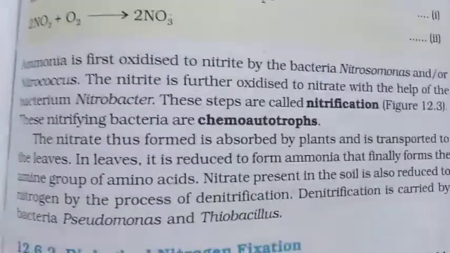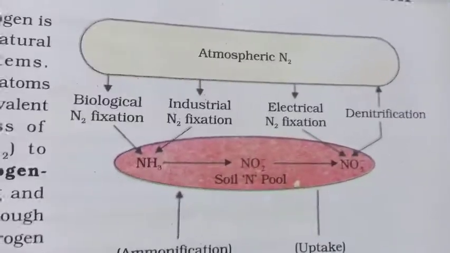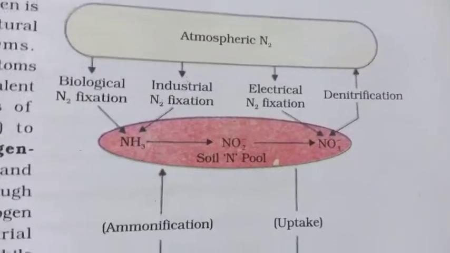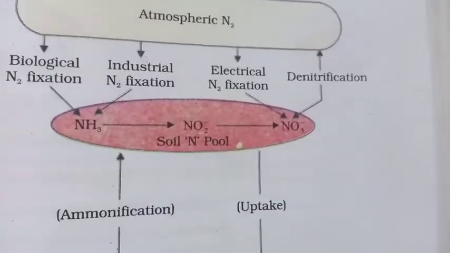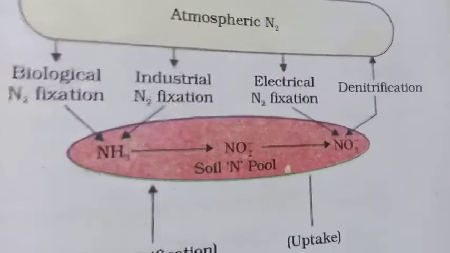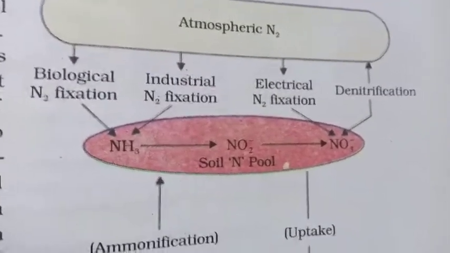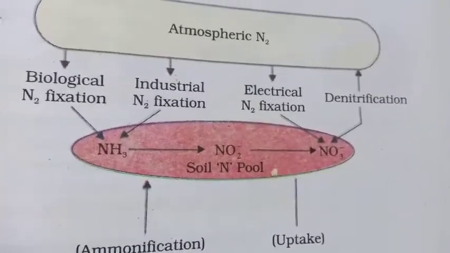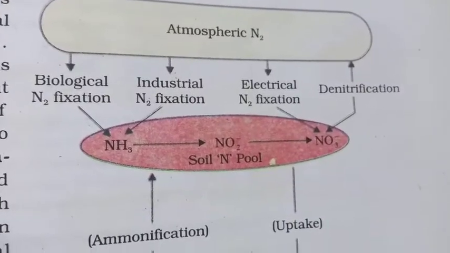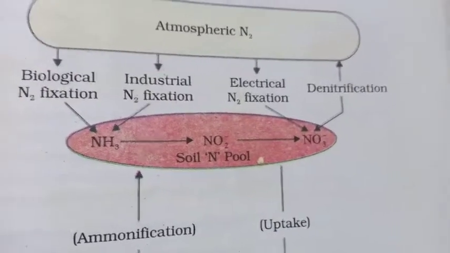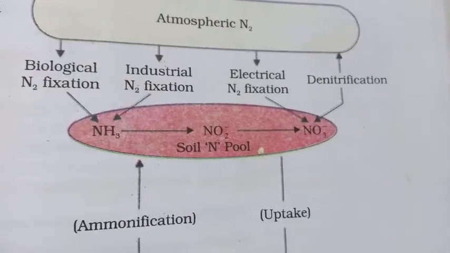And this is the outline of the nitrogen cycle. Here you can see at the top is atmospheric nitrogen. You know that the most abundant gas in the air is nitrogen, almost 80% of the total gases available in the atmosphere.